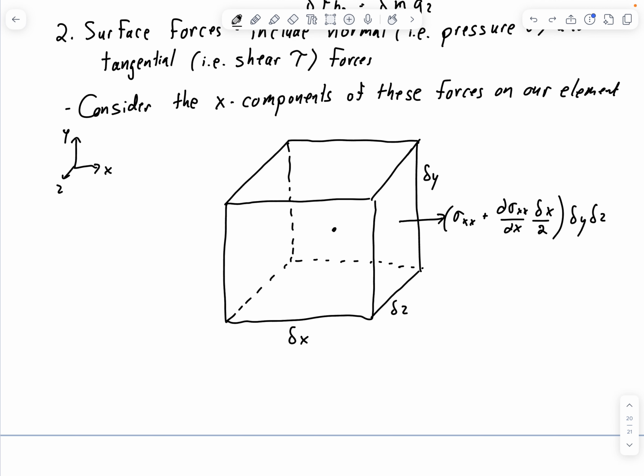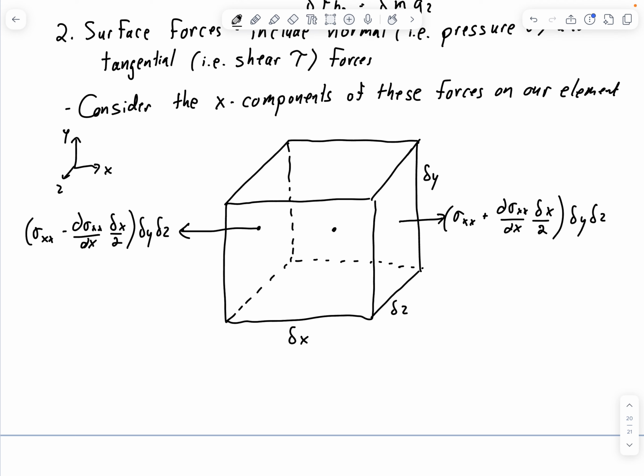So that's on the right-hand face. Now on the left-hand face, we'll have something similar. We will have sigma xx minus del sigma xx by del x, again, times delta x over 2, the distance from the center to the left-hand face, times delta y delta z, which is the area of that face. And so these are the two pressure forces acting in the x direction.